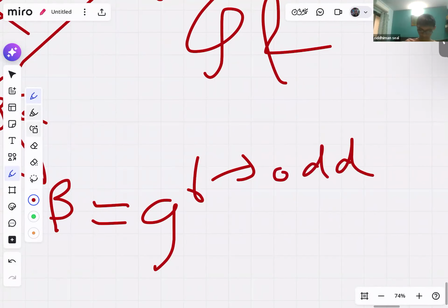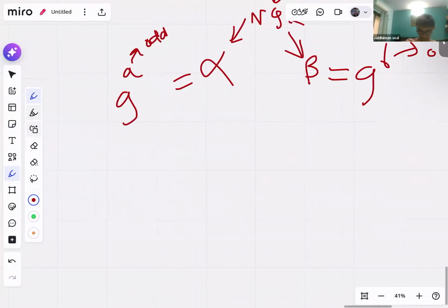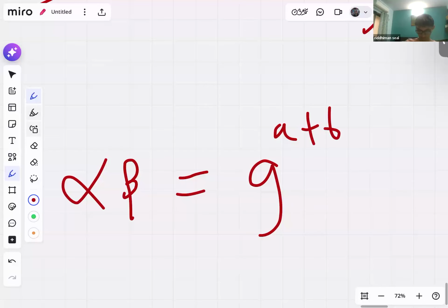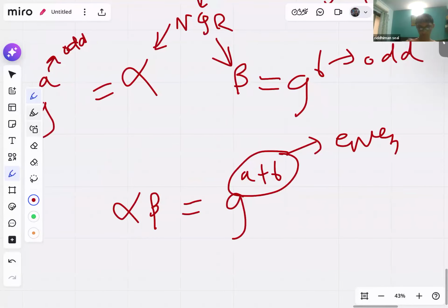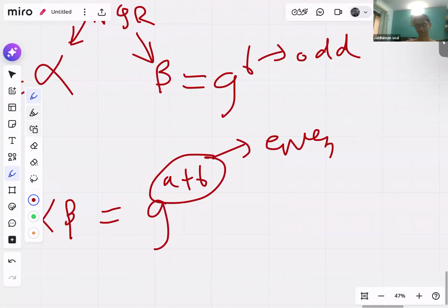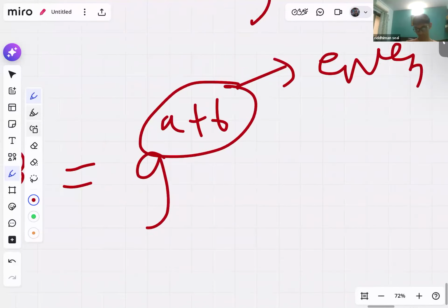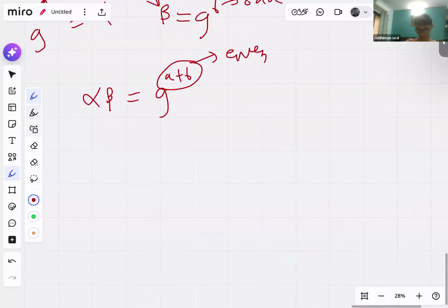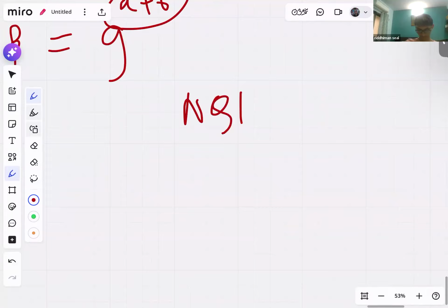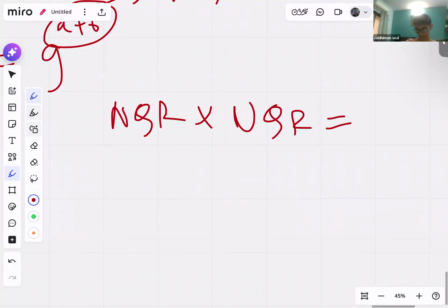Nice. So alpha beta is g to the power a plus b. And we know that this is even because odd plus odd is even. So it is a QR, right? So now we have NQR times NQR is equal to QR.